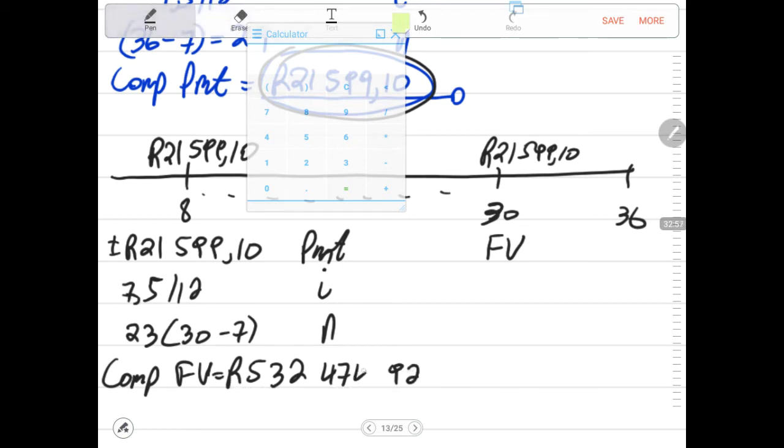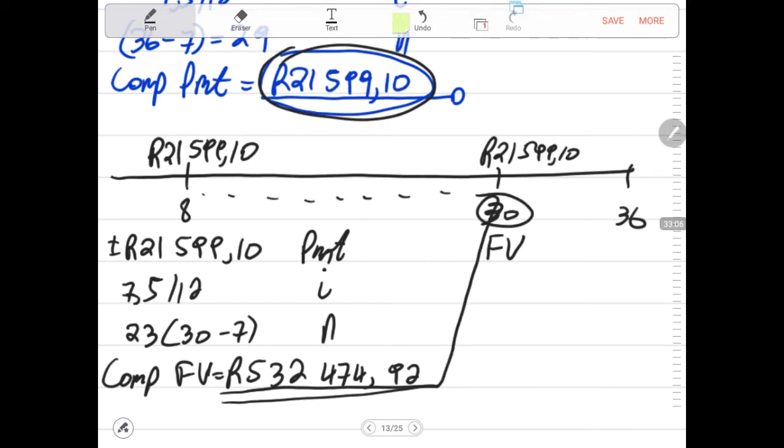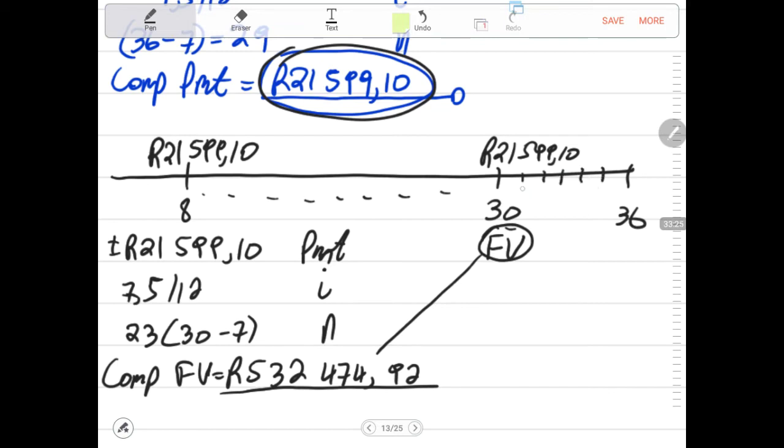474.92 cents. So this is the amount that will be in the account just after the last 30th payment. So now we know that the focal date for Jack is not 30 months. The focal date for Jack is 36 months. So now this future value will remain in the account in months 31, 32, 33, 34, 35, and 36.